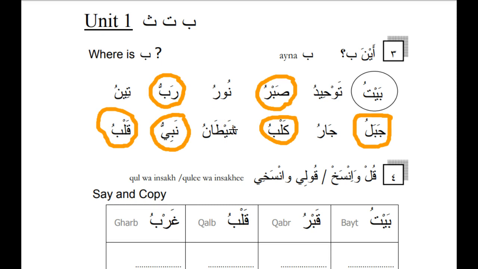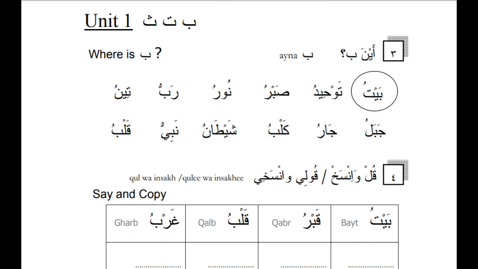So these are the words where we find ba, which are bait, which means house, sabr, which means patience, rab, which means Lord, jabal, which means mountain, kalb, which means dog, nabi, which means prophet, and qalb, which means heart. See, kalb, qalb. Okay.